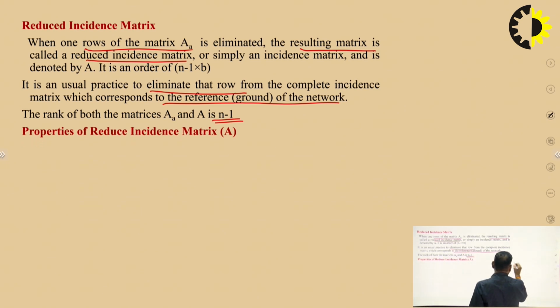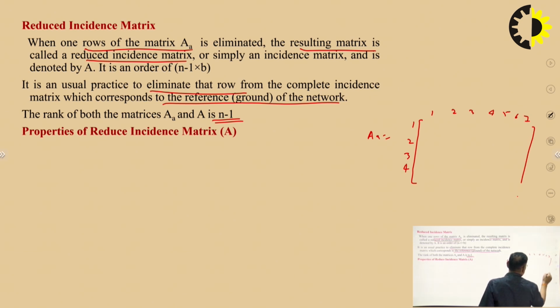Suppose we have matrix A, with rows 1 2 3 4 and columns 1 2 3 4 5 6 7. This is A11, A17, A41, A47.